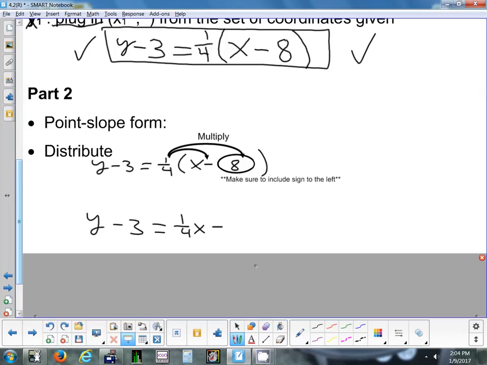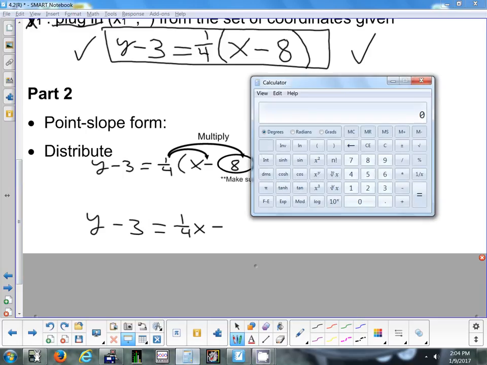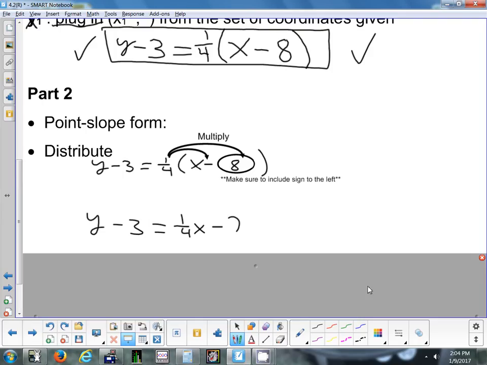So if it was 4, that would be 1/2 times 8. 1/2 times 8 would be 4. Let's check our calculator. Yeah, that's 1/4. I just typed in 1 divided by 4 on my calculator. Times 8, we get 2.